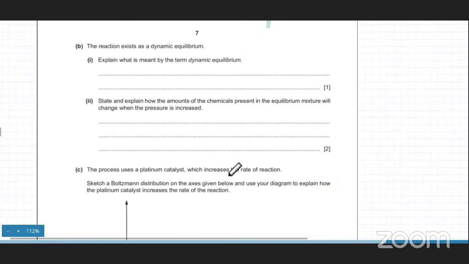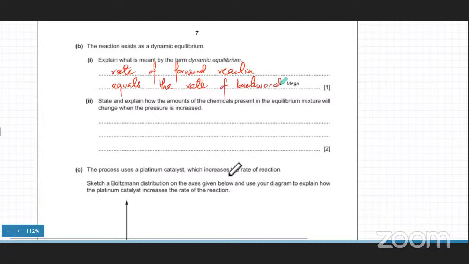The next part is what is meant by the term dynamic equilibrium. It's just 1 mark, and the 1 mark answer for that is that the rate of forward reaction equals the rate of backward reaction in a reversible reaction. And you can add in a reversible reaction if you still have space.